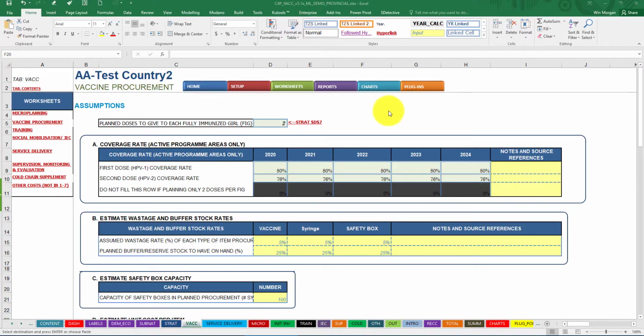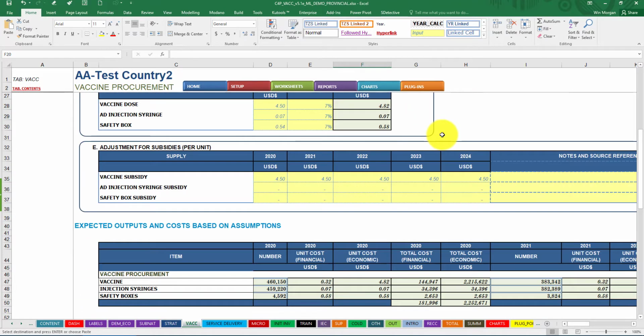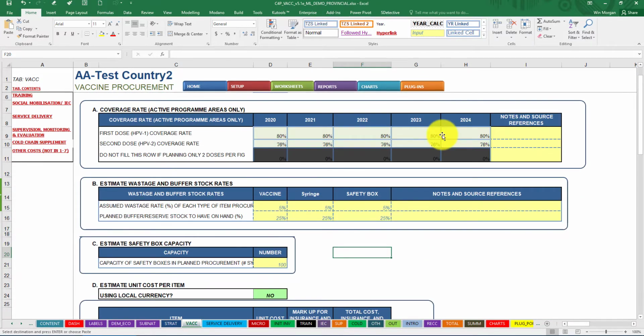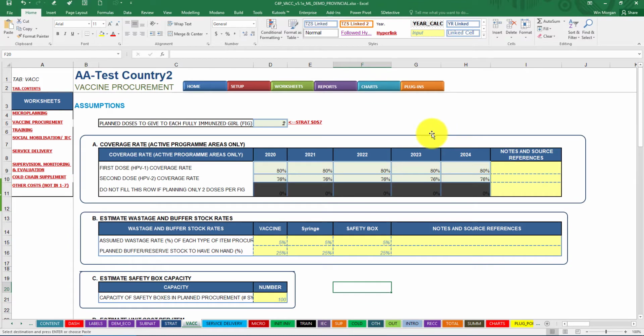This is the vaccine procurement input page for the C4P Vaccination costing tool. It has 5 stages that you're going to be filling out, or 5 areas that you're going to be filling out. They're labeled A through E.